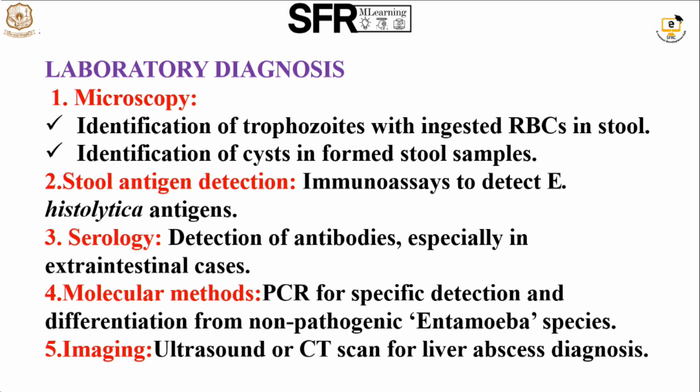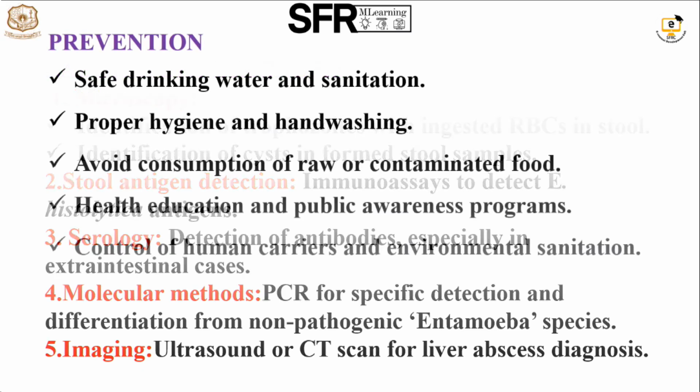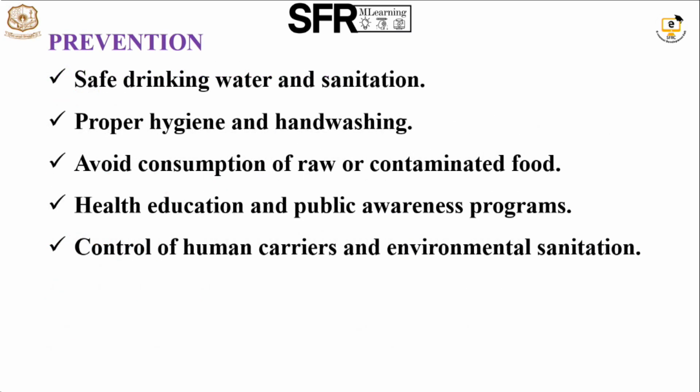When our body has an antigen, automatically our body produces antibodies, so we can identify it by the serology method. And then the molecular method, PCR, for specific detection and differentiation from non-pathogenic Entamoeba species. And then imaging methods, ultrasound or CT scan, are used for liver abscess diagnosis to identify Entamoeba histolytica infections in the intestine.